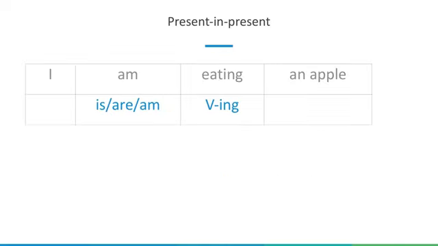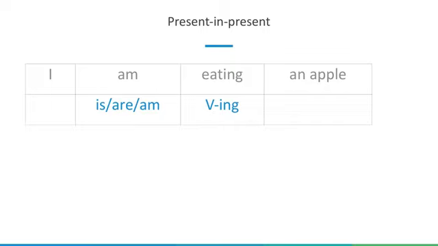So let me talk a little bit more about the present in present tense. It's formed with a finite and a predicator. The finite is always is, are, or am. It's a present form of the verb be, and then there's an ing verb after that, such as eating.